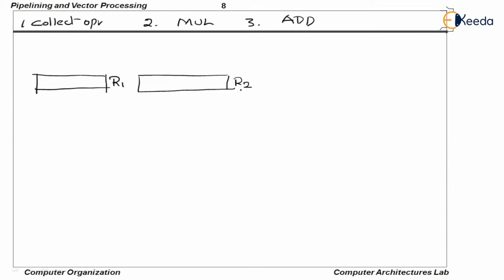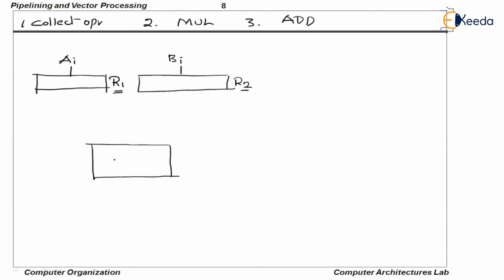These registers will get the operands from A and B. Okay, so AI and BI. Once the operands are collected, what needs to be performed? R1 and R2 must get multiplied, right? So what I do is, I will use a multiplication segment.